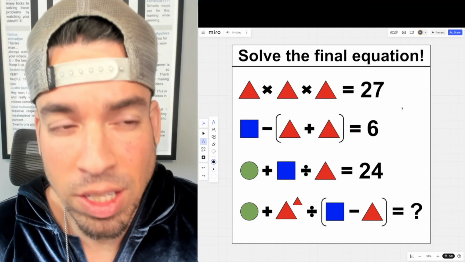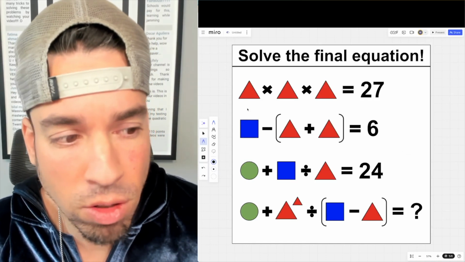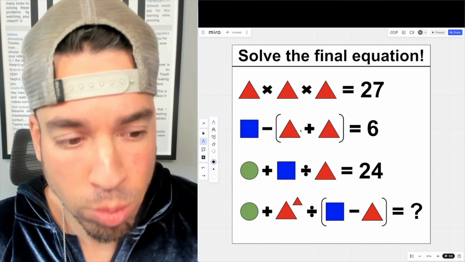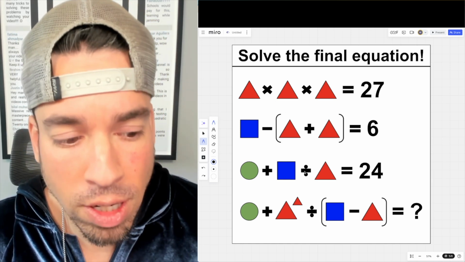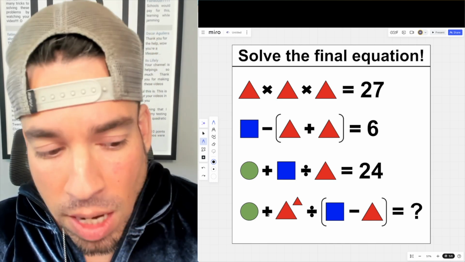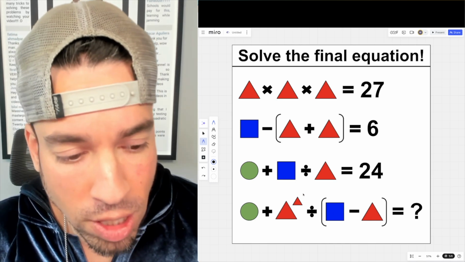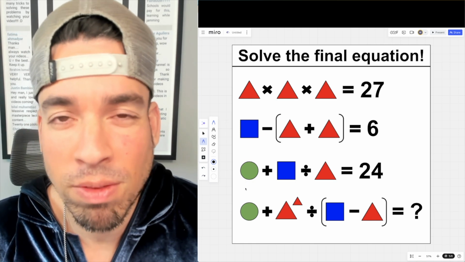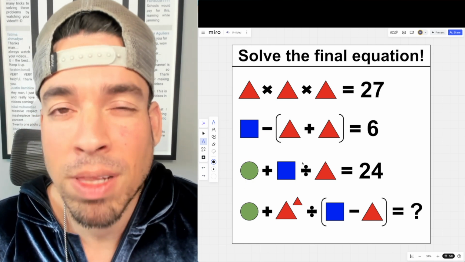In this one, the question is as follows. Solve the final equation. So you can see here we've got a multiplication equation, a little subtraction with addition, addition and division, and last but not least, we got an addition, division, subtraction, and an exponent. Hit that pause button and see if you can figure it out. When you're ready, hit play, and I'll give you the explanation.